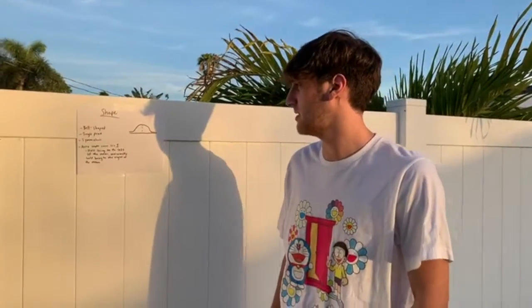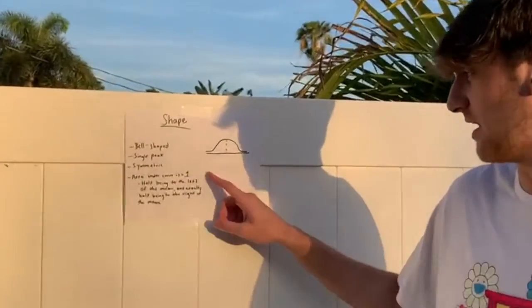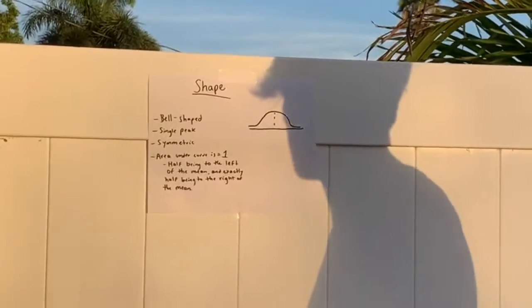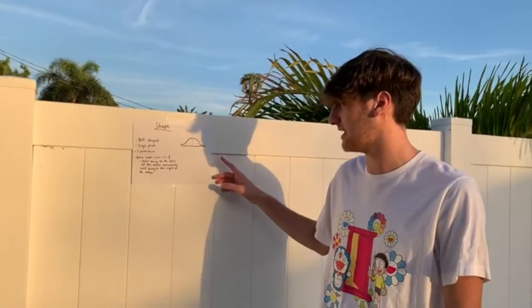Let's start off with the shape of the normal distribution curve. It is bell-shaped, it has a single peak, and it's also symmetrical. The area under the curve is equal to 1, with half being to the left of the mean, and exactly half being to the right of the mean.